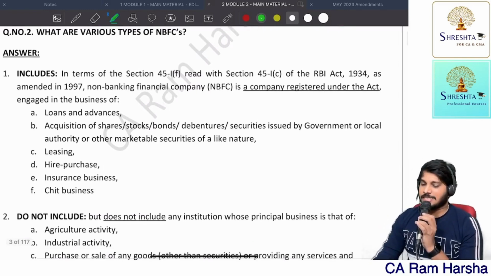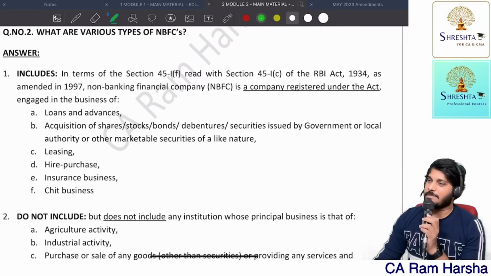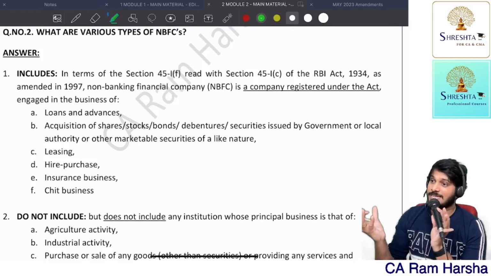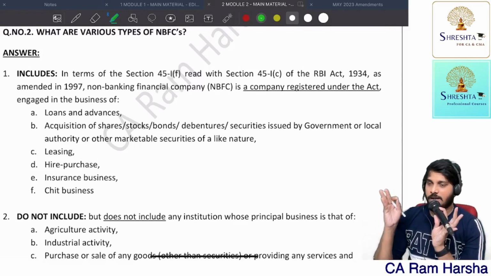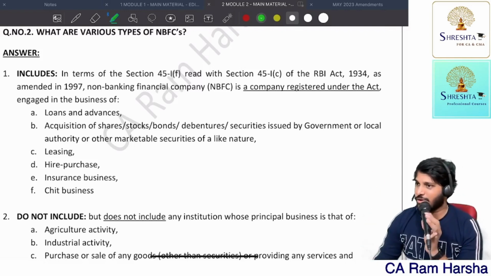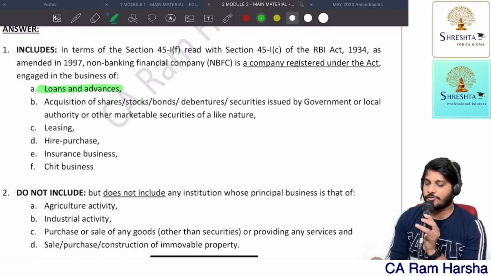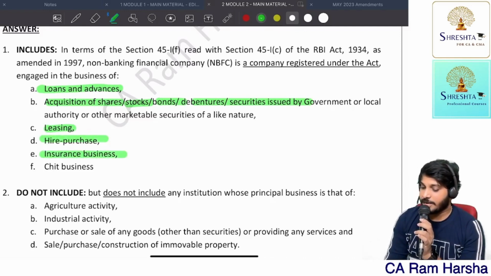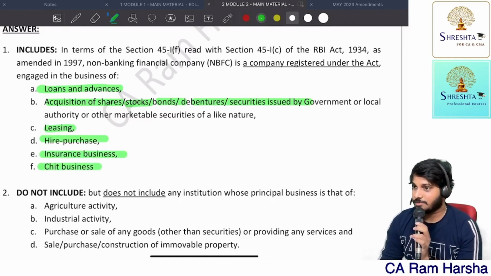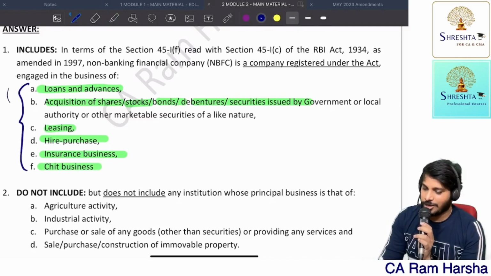Now, what are the various types of NBFCs? First of all, an NBFC can be involved in which types of businesses? I know the principal business criteria, financial assets 50%, financial income 50%. But technically, what businesses can they do? An NBFC can do the business of loans and advances. They can do business in acquisition of shares, securities, bonds, debentures, all that. Leasing. Or an NBFC can be involved in hire purchase business, insurance business, or chit fund business. So if you are carrying on all these businesses, you are nothing but an NBFC.